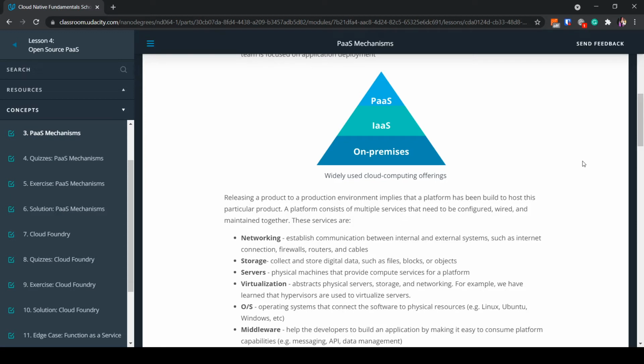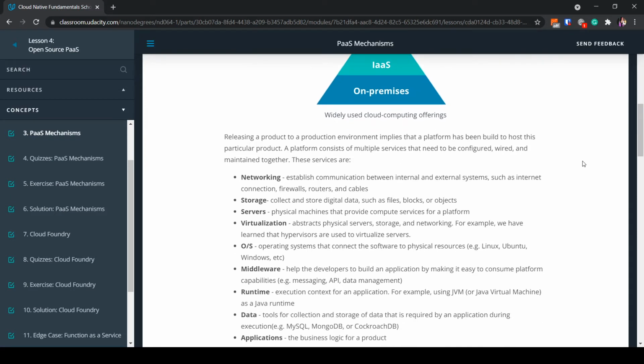and only the application and its data needs to be managed by the company. We need to look at many different types of services that all of these three different levels of abstraction have. Let's try to compare them. So first of all, let's define the services.